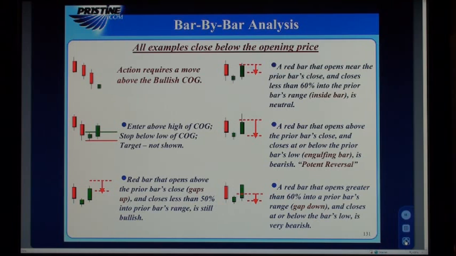In our middle example on the right, we have a red bar that opens above the prior bar's close and closes at or below the prior bar's low. In other words, an engulfing bar, or what we refer to as a bearish potent reversal signal. Lastly, on the lower right, we have a bar that opens greater than 60% down into the prior bar's range, right, a gap down, and closes at or below that bar's low. This is very bearish. And just like in our other examples, if you can imagine any of these bars actually being topping tail bars, they would give you an even more bearish signal suggesting a move lower.